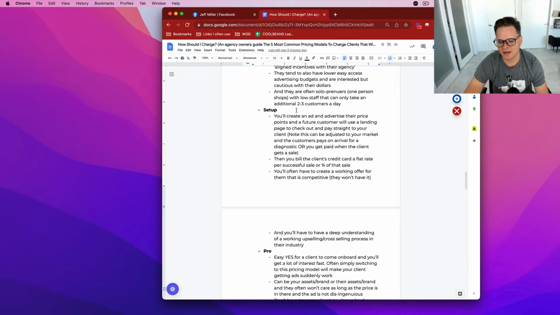The setup is you'll create an ad and advertise their product and advertise their price points, and a future customer will purchase either through a landing page or a conversation or over the phone type of thing. And that money will go straight to the client. Like, you're not going to intercept those funds type of thing. I do want to say you can adjust this a bit to your market.